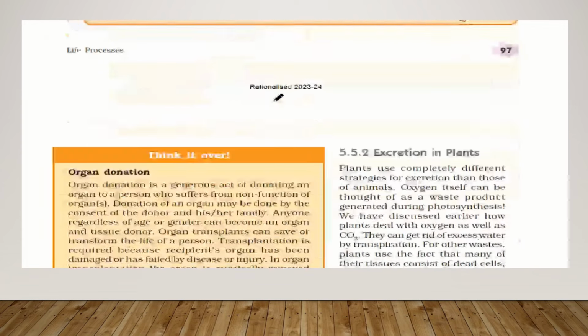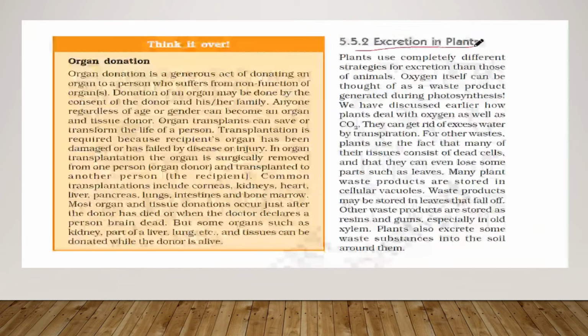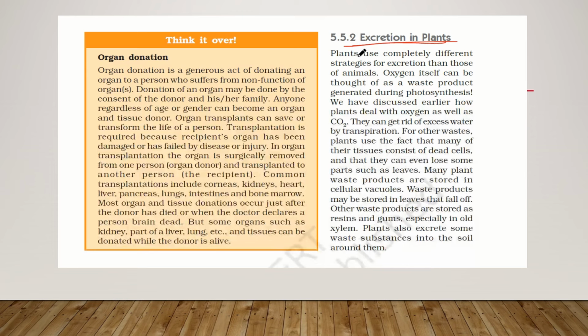Now we will move on to excretion in plants. It is a very small topic, we will just go through it once. Excretion in plants uses completely different strategies than those of animals. Oxygen itself can be thought of as a waste product generated during photosynthesis in plants, and we have discussed earlier how plants deal with oxygen as well as carbon dioxide in photosynthesis, and they can get rid of excess water by transpiration.